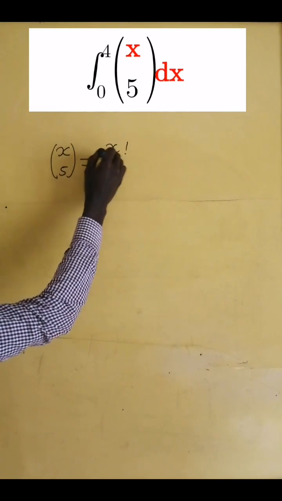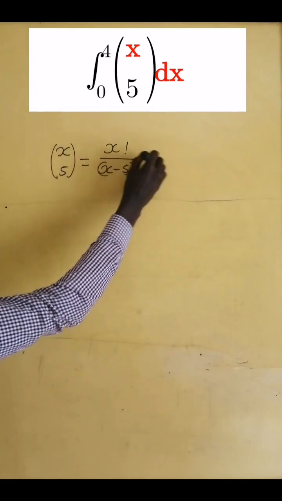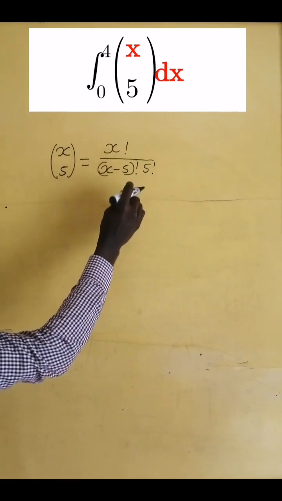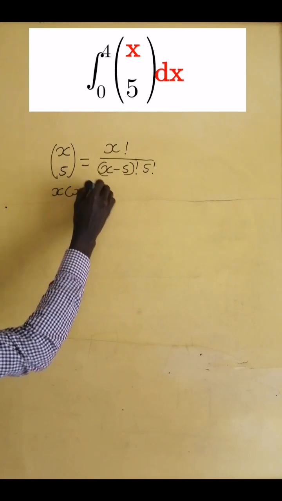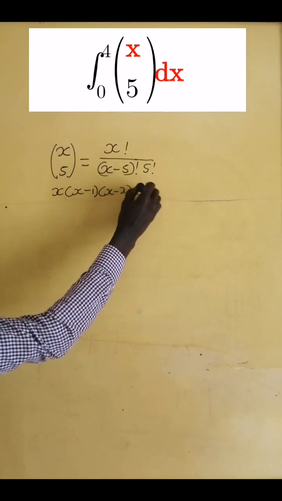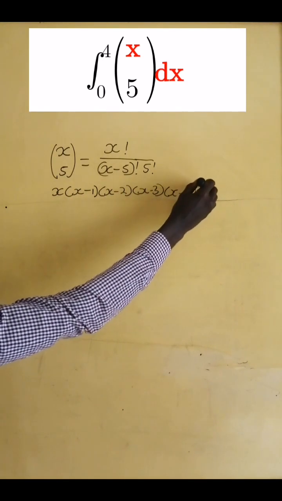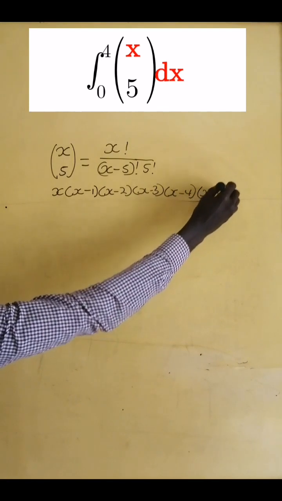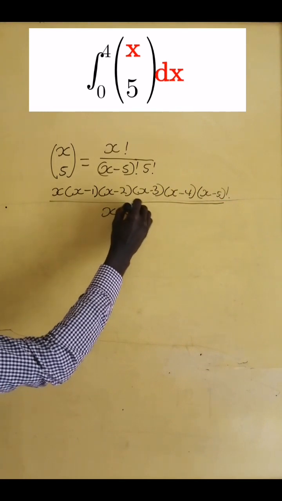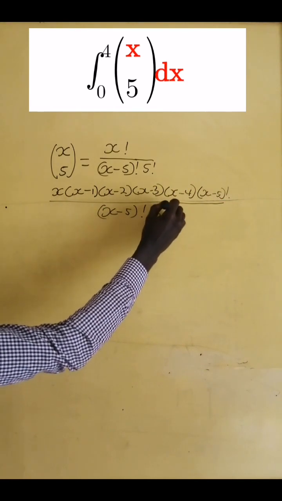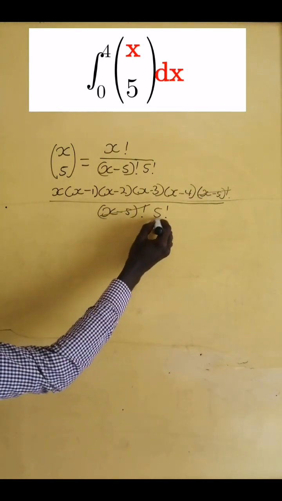This gives x factorial over (x minus 5) factorial times 5 factorial. Now, this is very simple. We write x factorial as x times (x minus 1) times (x minus 2) times (x minus 3) times (x minus 4) times (x minus 5) factorial, all divided by (x minus 5) factorial times 5 factorial. And here (x minus 5) factorial will cancel (x minus 5) factorial.